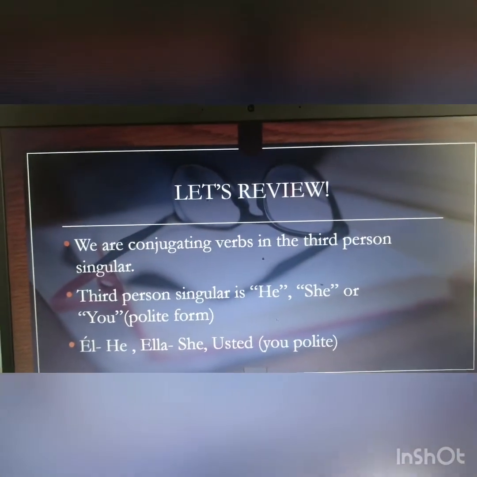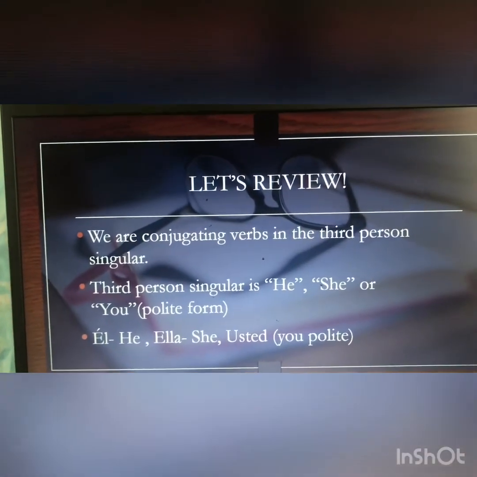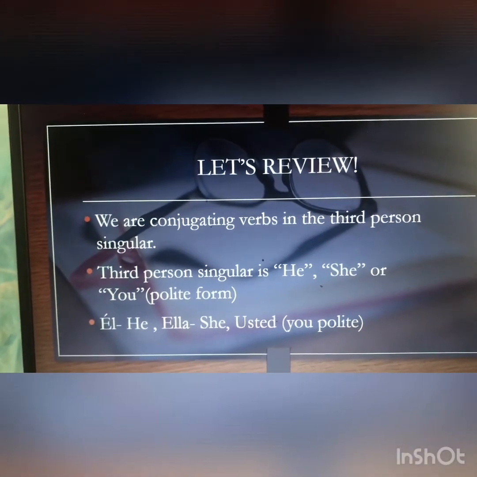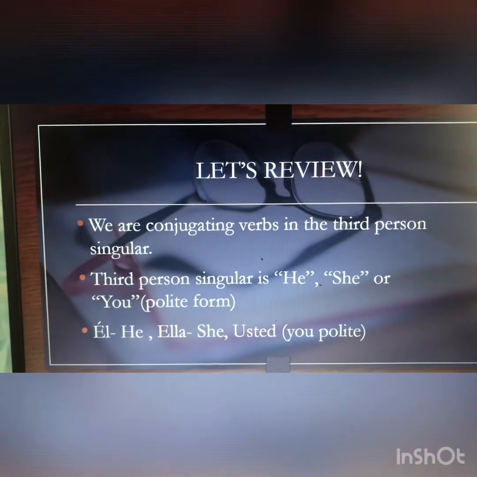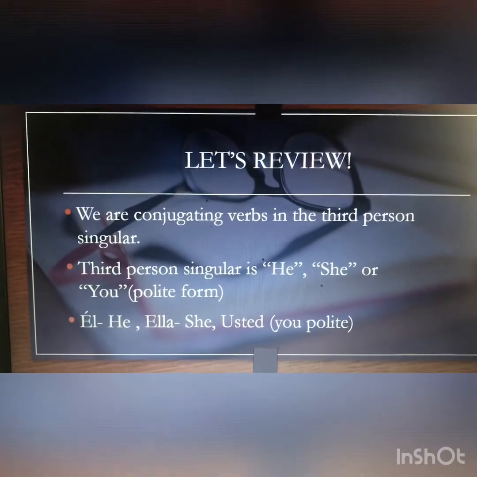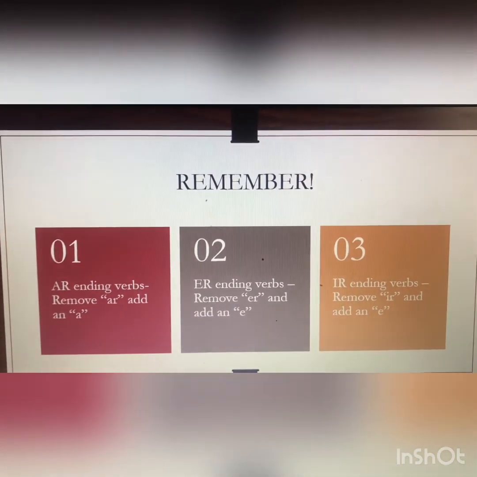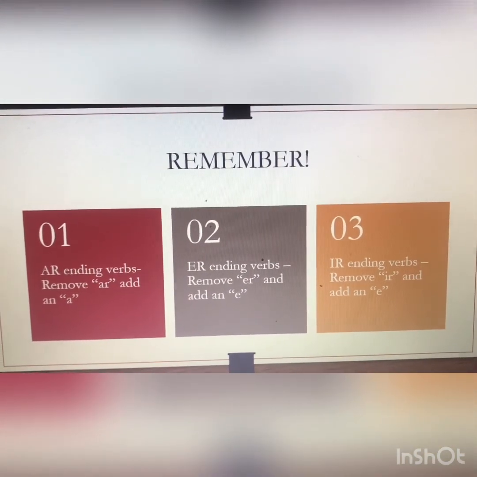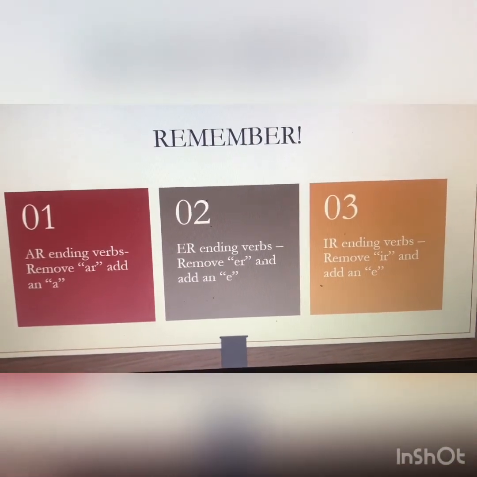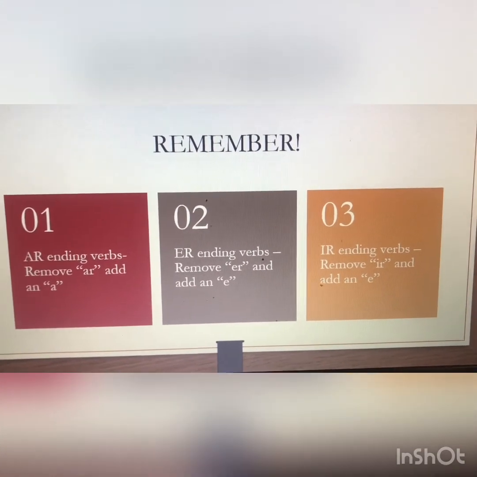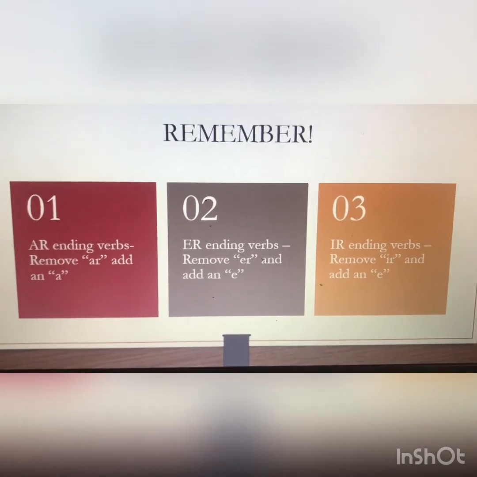So, when we are conjugating verbs in the third person singular, third person means he, she, or you, the polite form. So, él, he, ella, she, and usted, you, the polite form. Alright? Step 1, if it's an AR verb, you're going to remove the AR and add an A. If it's an ER verb, you're going to remove the ER and add an E. However, if it's an IR ending verb, you're going to remove the IR and add an E.